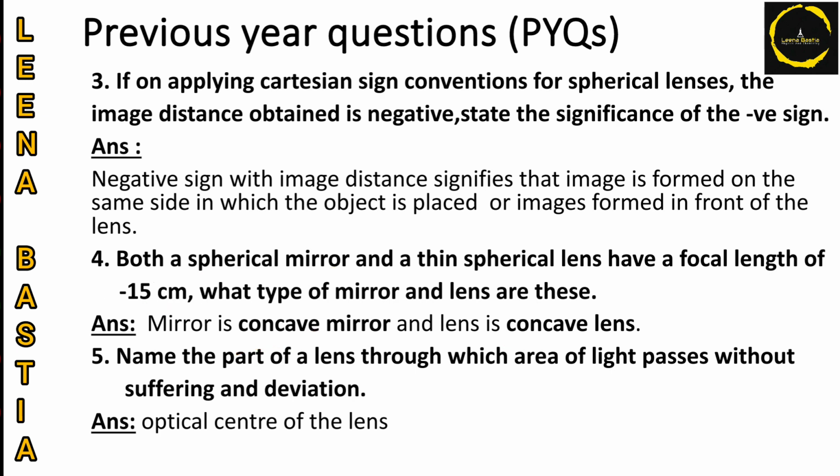Now let us move on to the next question, question number 5. Name the part of the lens through which a ray of light passes without suffering any deviation. Suffering means it is talking about refraction. So where does deviation not happen? Optical center. We had just studied the third rule, isn't it? In the third rule it is written that at the optical center the ray passes undeviated, right?